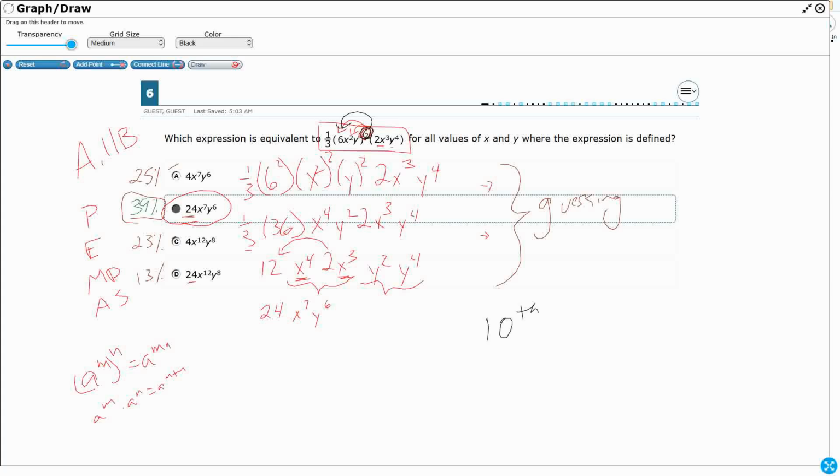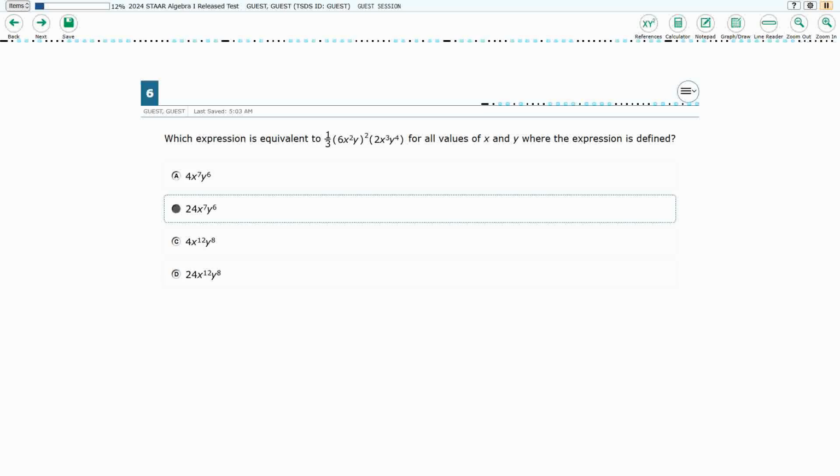This was difficult. In fact, this was the 10th most difficult item on the test. So that definitely provides other opportunities for us as educators to provide experiences for our students so that they have all of those, including when you have an exponent outside of a complex term like the 6x squared y.